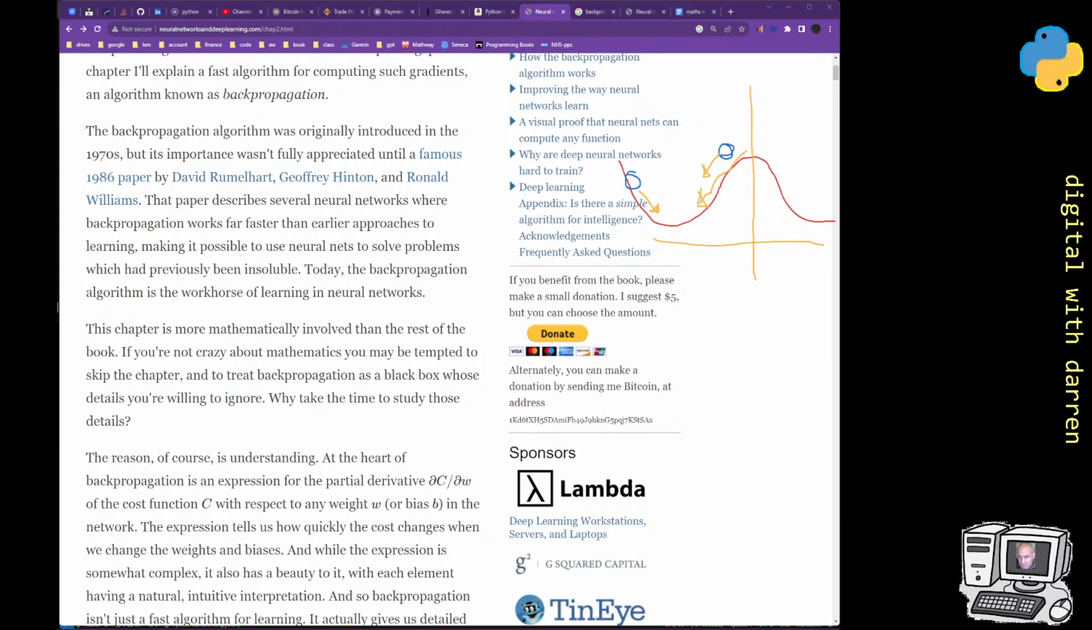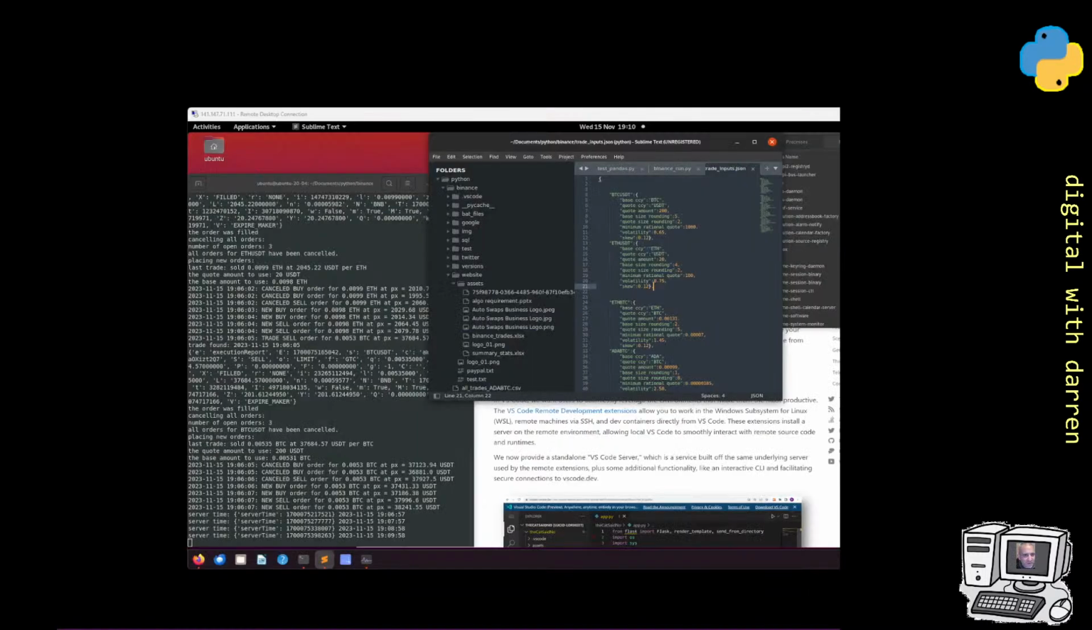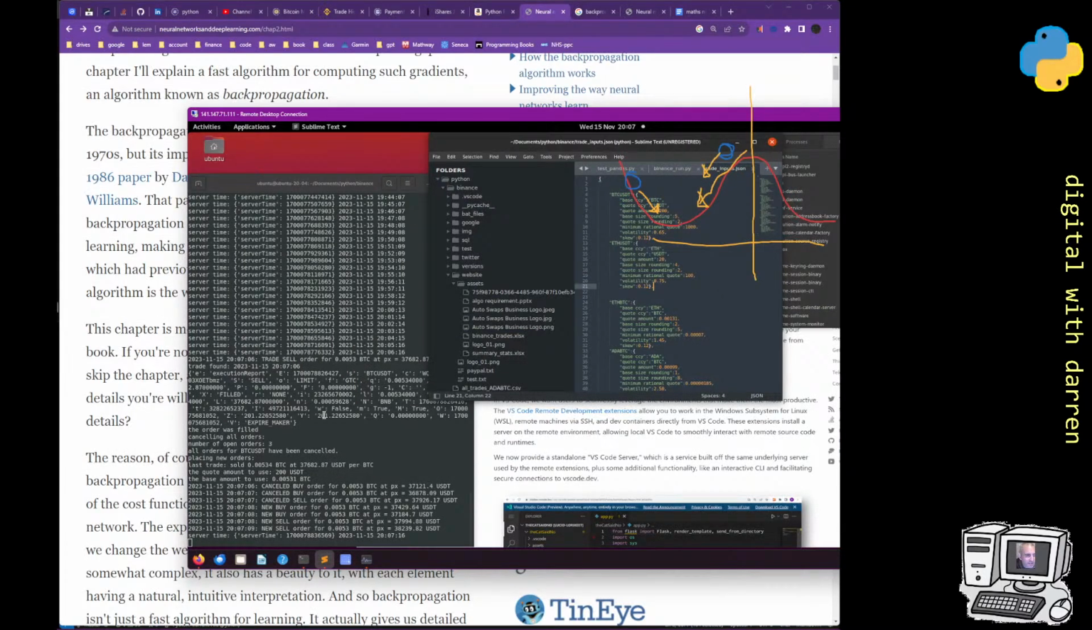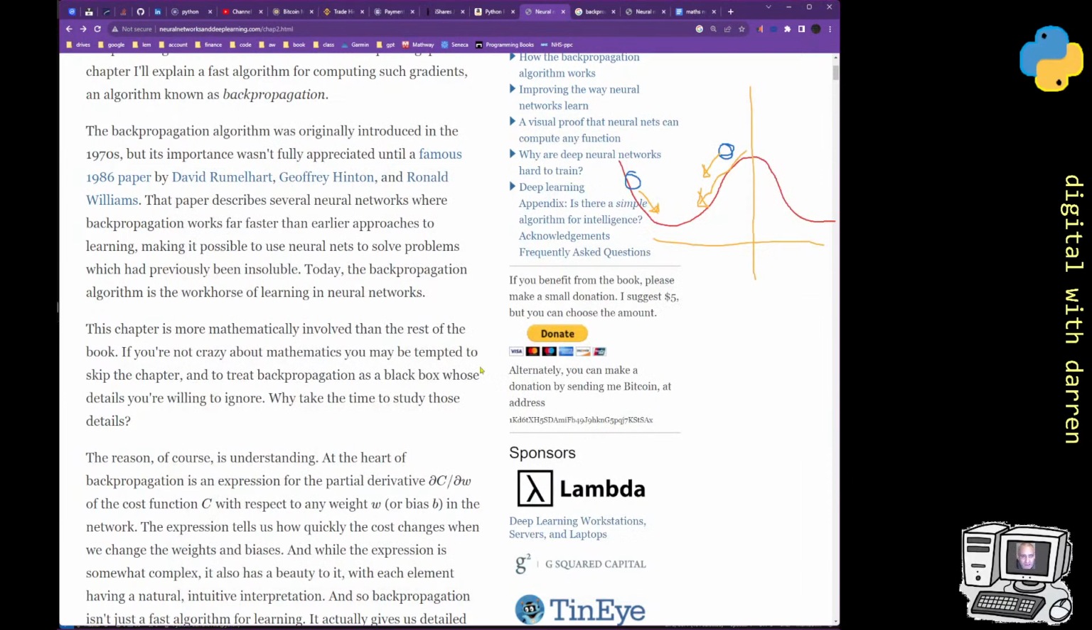So I'll just interlude with a little interruption, but here's Bitcoin trading, so a little algorithm that's running in the background. So every now and again you'll hear that noise.